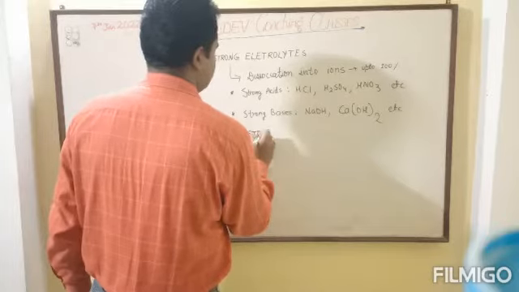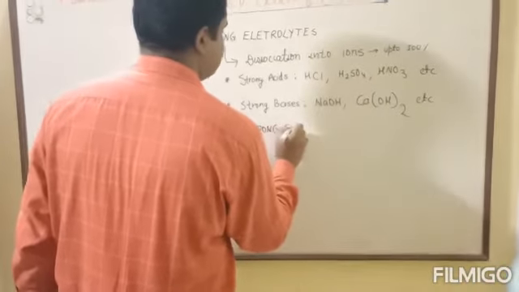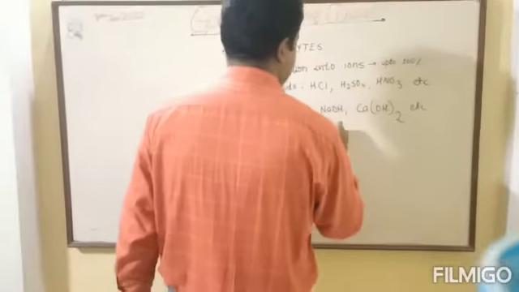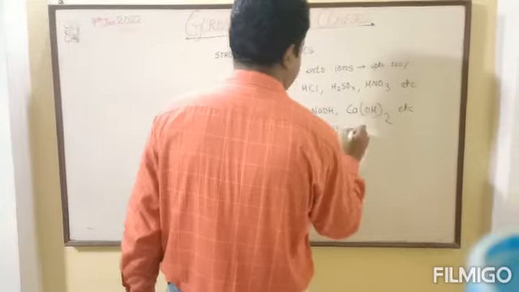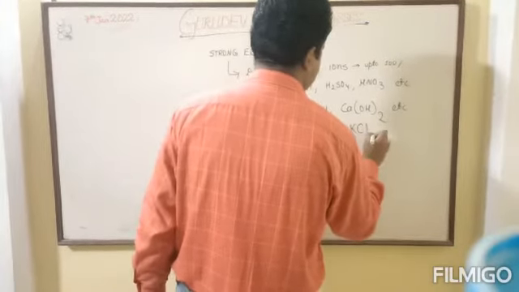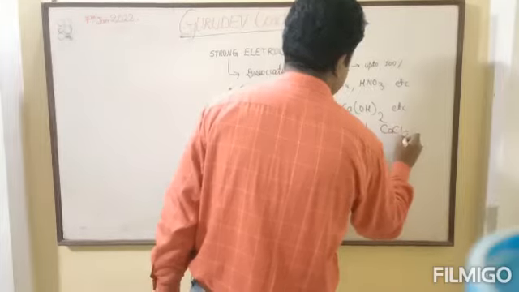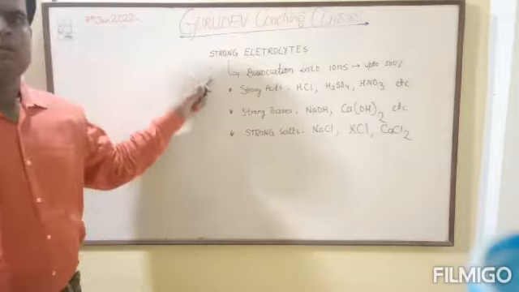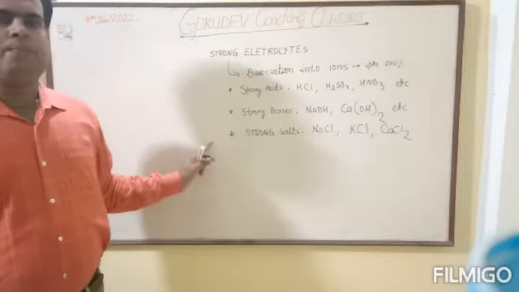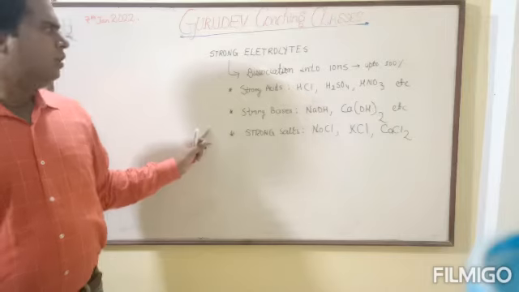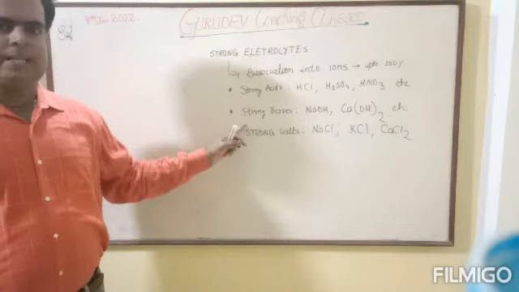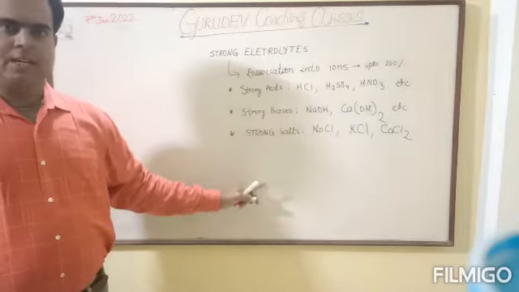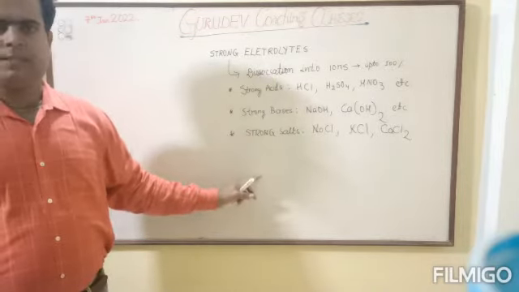And children, what are the examples of strong salts? Again we have sodium chloride, potassium chloride, calcium chloride. So children, we are getting here examples of strong electrolytes, which are strong acids, strong bases, and strong salts. They dissociate into ions completely, positive ions and negative ions.